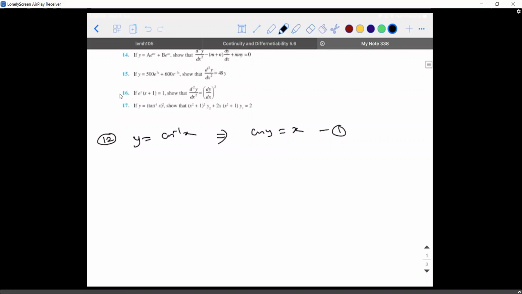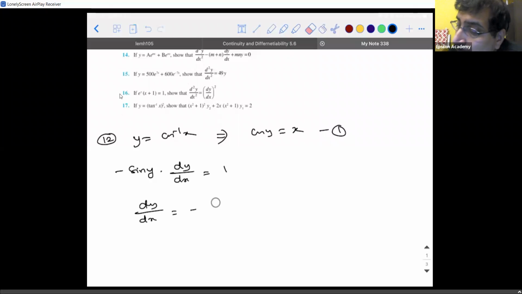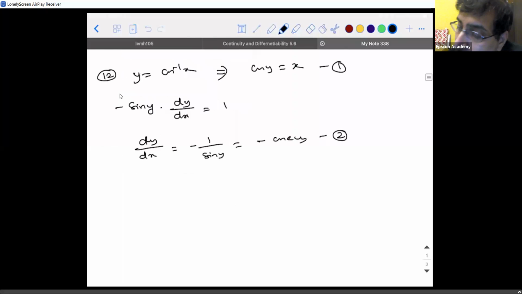Now if I take cos y is equal to x, I will differentiate on both the sides. Minus sine y into dy by dx is equal to the derivative of x, which is 1. So dy by dx is equal to minus 1 divided by sine y. But what is 1 divided by sine y? It is cosecant y. So dy by dx is minus cosecant y. Let this be equation number 2.